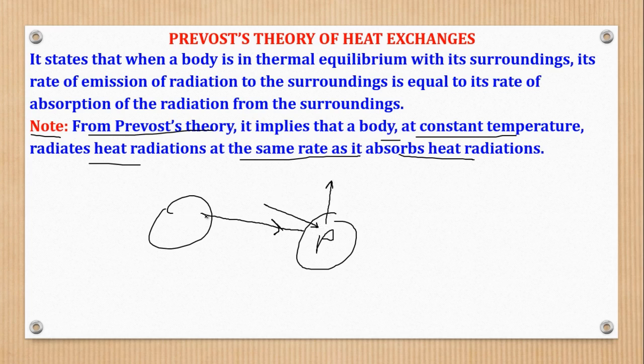Hope it is understandable. So this sun sent radiations to this planet, and this planet absorbed this radiation from the sun at a certain rate. Now Prevost's theory means that the rate at which this planet absorbs this radiation is the same rate at which the same planet radiates the radiations it had absorbed.